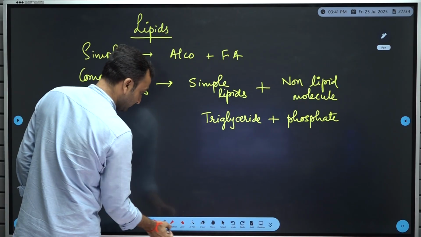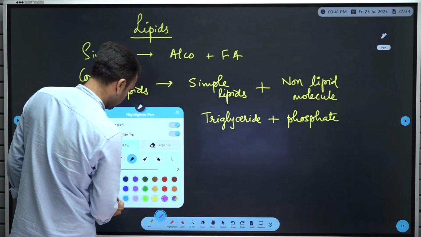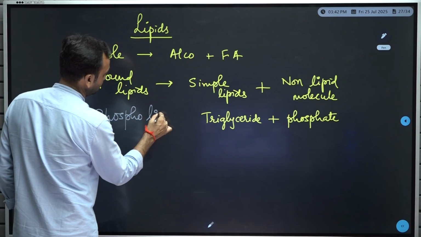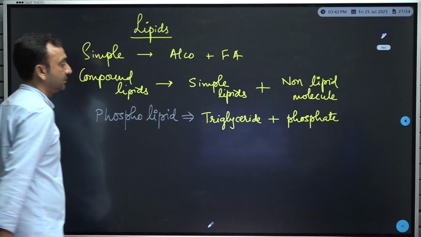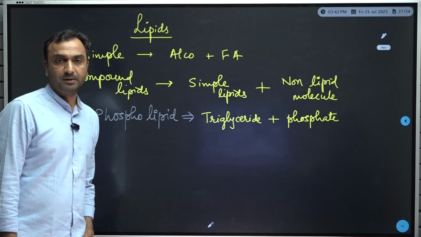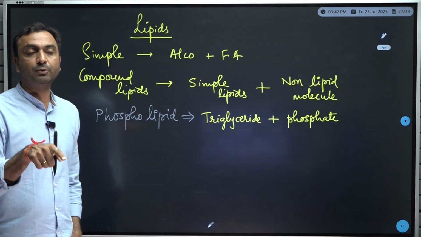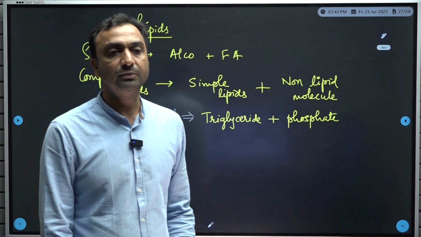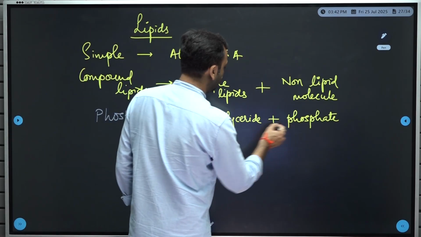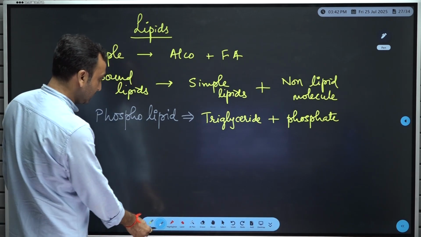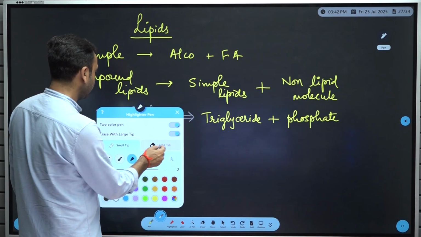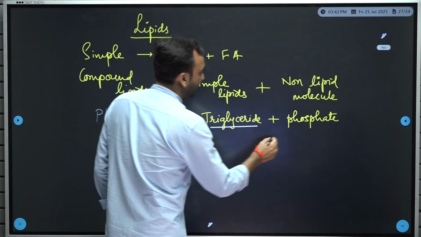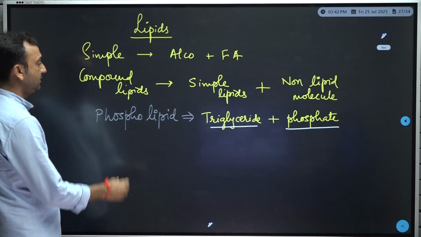Now it comes to phospholipid, right? Phospholipid, you know, it is found in your formation of plasma membrane. Phospholipid includes phosphate plus triglyceride, right? So triglyceride plus phosphate, it is called phospholipids.